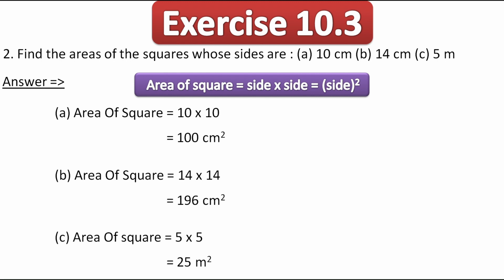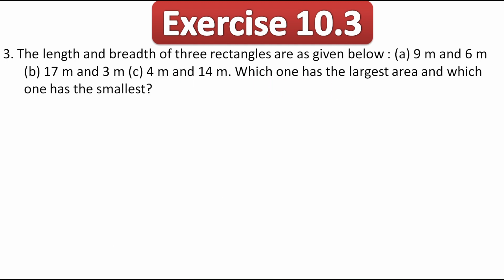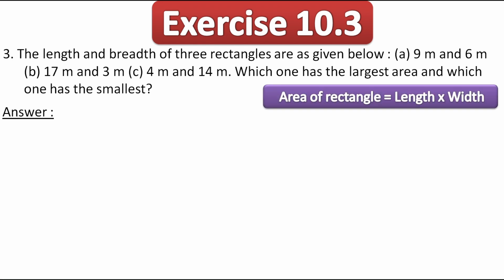Now let's move to the next question, that is the third one. The length and breadth of three rectangles are as given below. They have given us the length and breadth of three rectangles A, B, C, and they have asked us which one has the largest area and which one has the smallest. For that, first of all we have to find the area of each rectangle. We know that area of rectangle is equal to length into width, and they have already given us these. So the area of rectangle A is equal to 9 into 6, which is equal to 54 meter square.